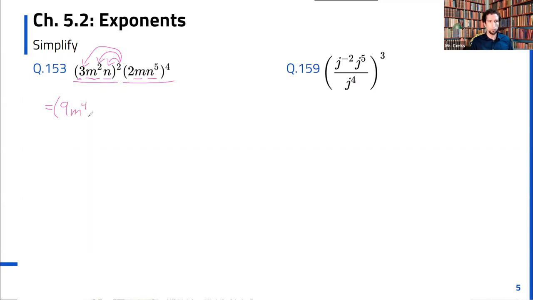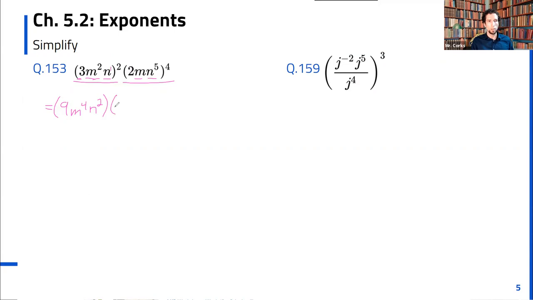So m to the exponent 4. What is our n term here? 2. It's a square because we understand that there's an exponent 1 on the n here. So we don't write that, but we know that it's there. 1 times 2, so n squared.